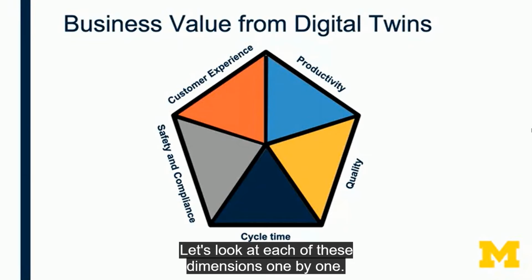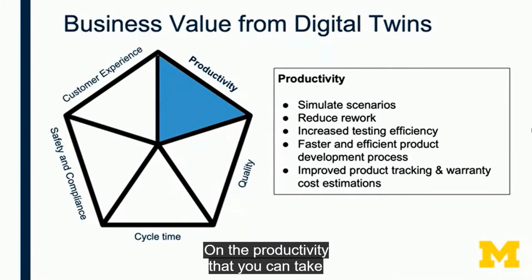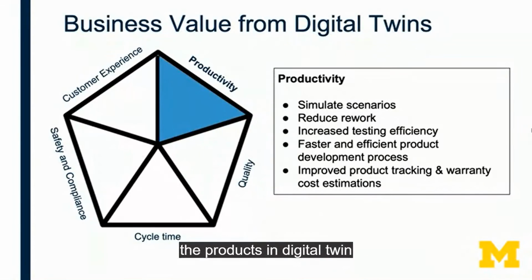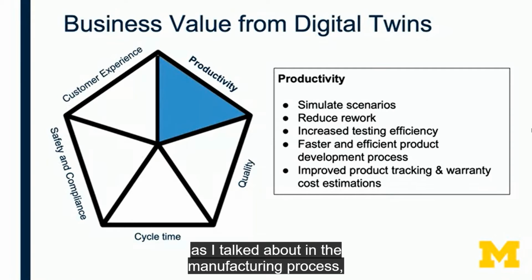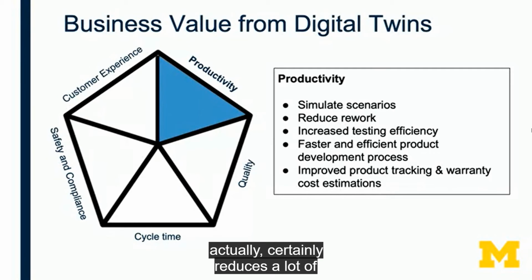On productivity, whether you take the product digital twin or the process digital twin, the capacity to simulate, as I talked about in the manufacturing process, certainly reduces a lot of rework and hence improves productivity.